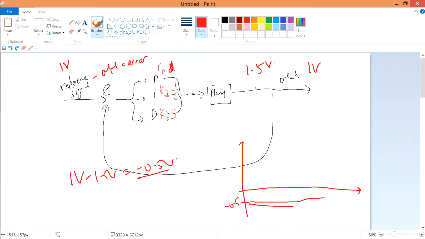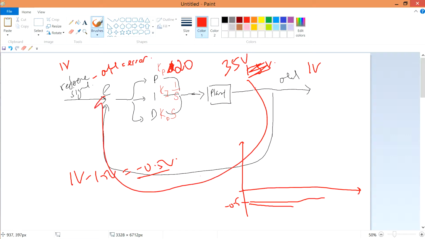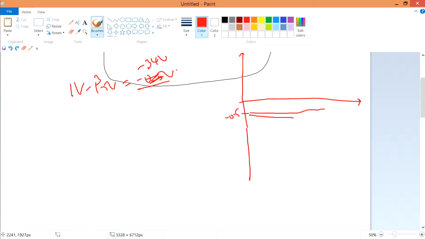Then if you do proportional gain times 20, this thing is going to go to about 35 volts. And therefore if you feed back, 1 volt minus 35 is minus 34, which is huge. Because this is a huge gain, you'll create a huge error. So it's a minus 34 error, which is pretty large. Therefore this is something of a steady state error, and that is all it is.